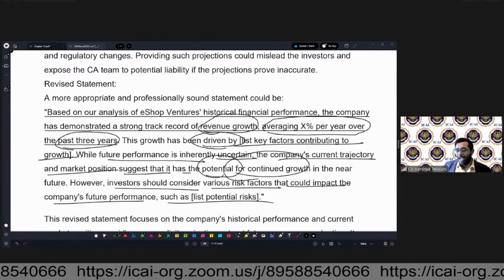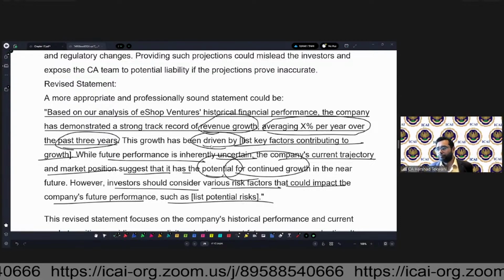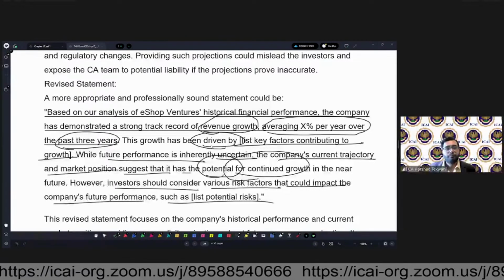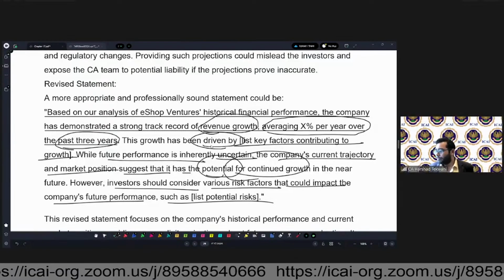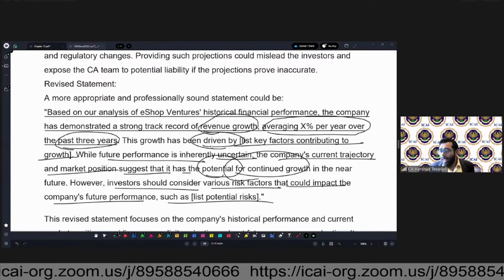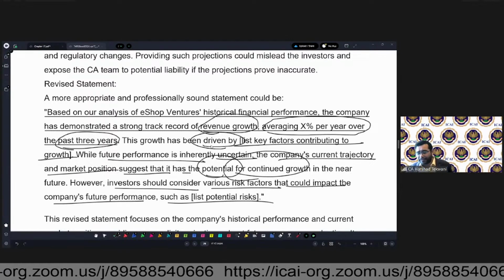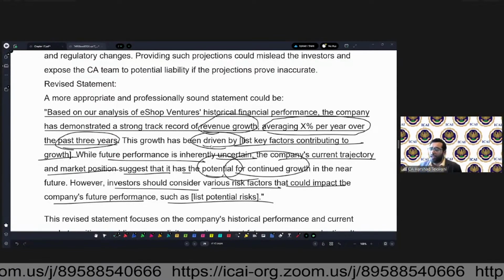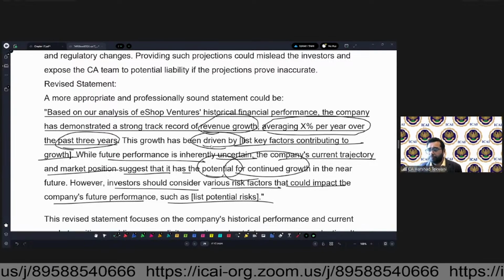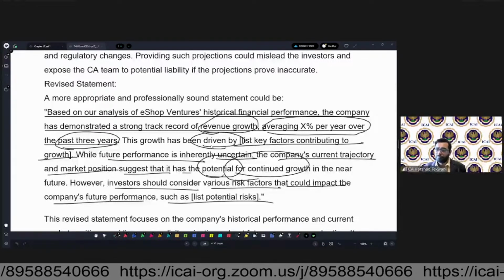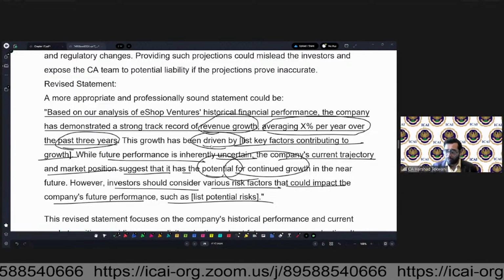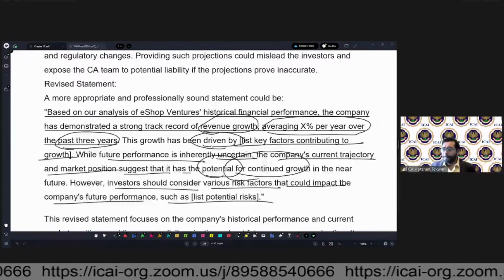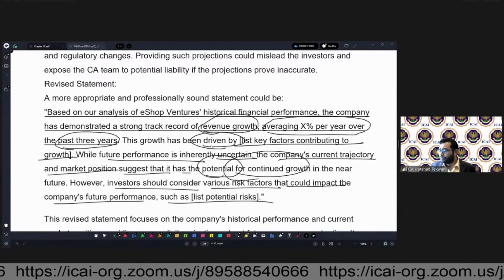Any doubt till now? Any doubt, guys? I hope now you are clear with the few areas that are required to be taken care of when it comes to the drafting of the investigation or due diligence report. Okay? Any doubt?